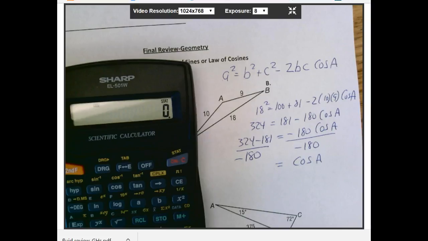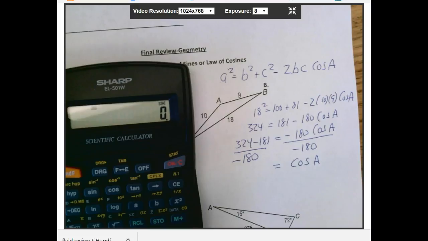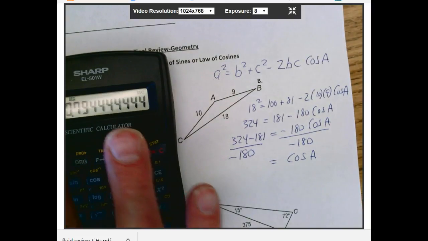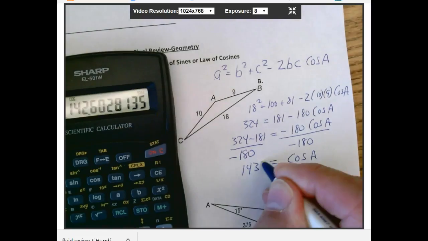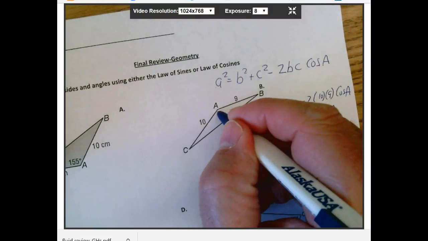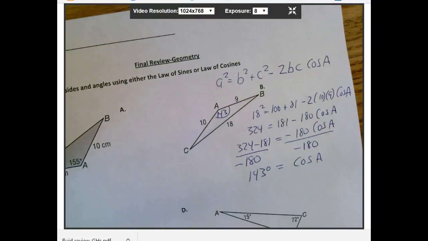So then we're just going to do our math. 324 minus 181 gives us 143. We're going to divide it by 180. Make sure it's a negative. And we get negative 0.794444 forever. Then we just need to do the inverse cosine. So we'll just hit shift, cosine, and we get 142.6, 143 degrees for that one angle. So we plug that in. It's our big angle. It makes sense that would be it.